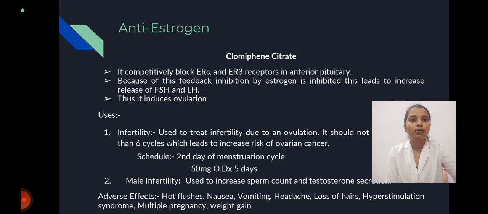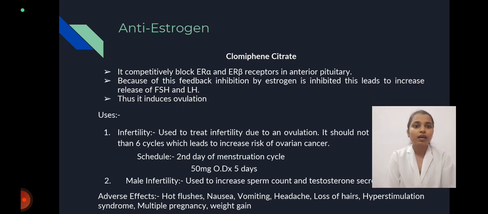Now we will talk about the anti-estrogen. Under the anti-estrogens, the drug we will learn is clomiphene citrate. It competitively blocks estrogen receptor alpha and beta in the anterior pituitary. So whenever the level of estrogen increases, it will not act on this estrogen receptor because of the blockade of this receptor. Because of this, the feedback inhibition is lost, so there will be increased release of FSH and LH.